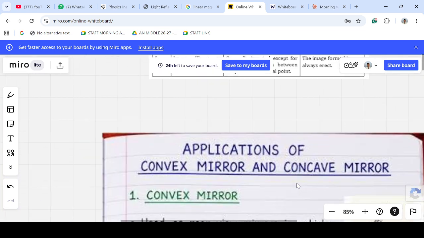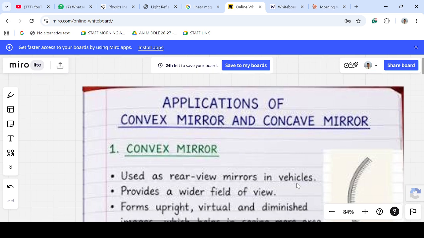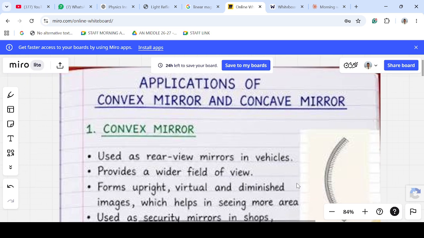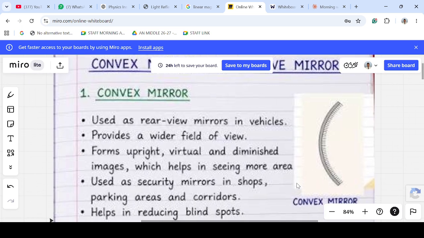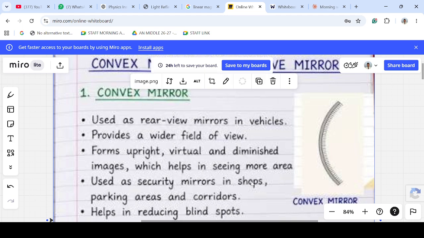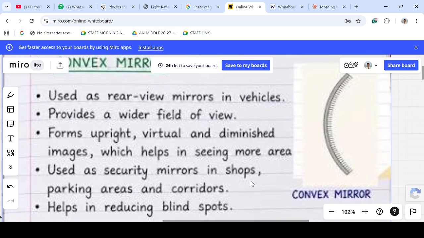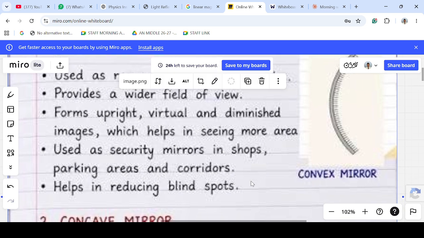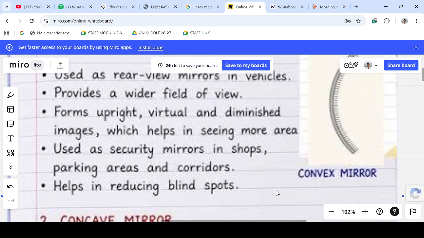Coming to the applications here, applications of what, sir? Why do we study convex and concave mirrors? Where do I apply them? While traveling on your bikes or in your cars, you have seen rear view mirrors in the vehicles. That is a convex mirror, which provides a wider field of view. It forms upright, virtual, diminished images which help in seeing more area, and it is used as a security mirror in shops, parking areas and corridors, and helps in reducing blind spots. Wherever there are blind spots you can find a convex mirror.